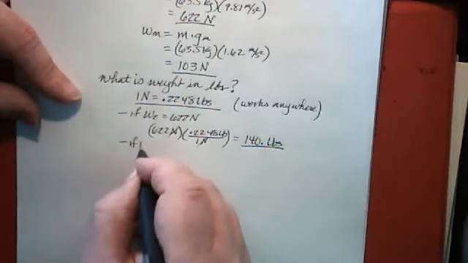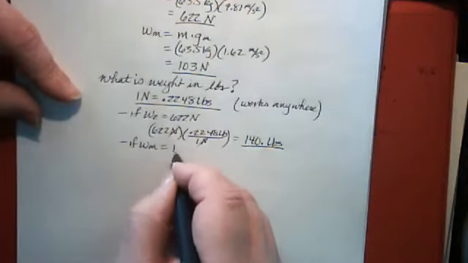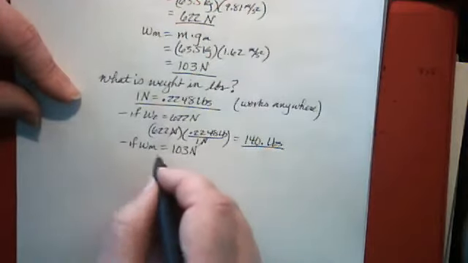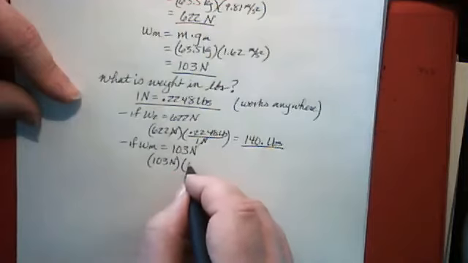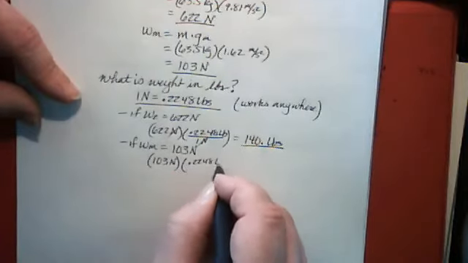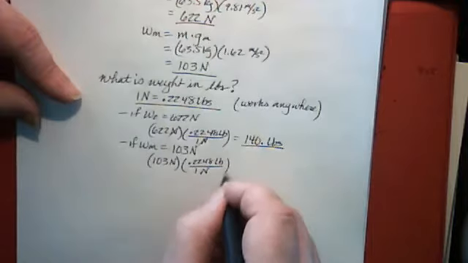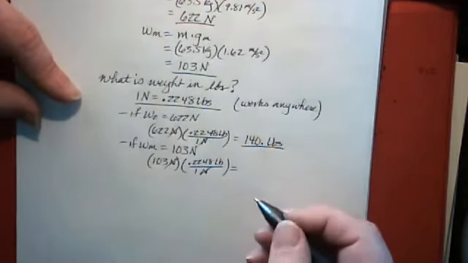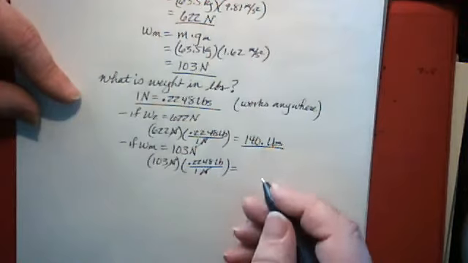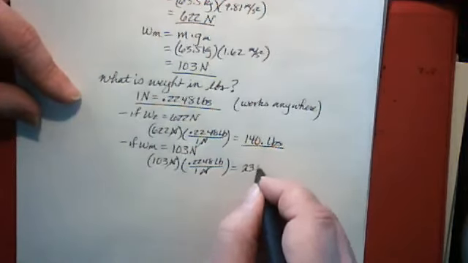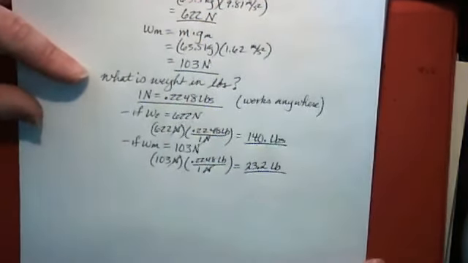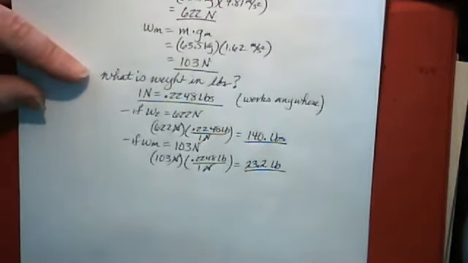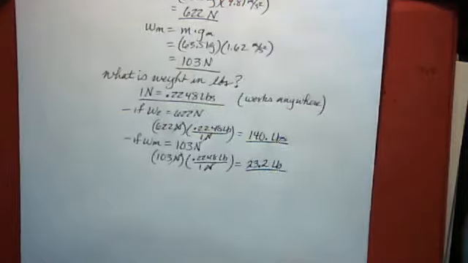And the weight on the moon is 103 newtons. So 103 newtons times 0.2248 pounds for every 1 newton. Again, newtons cancel, and we get 23.1544, which would round off to 23.2 pounds. So that would be the weight on the moon in pounds.